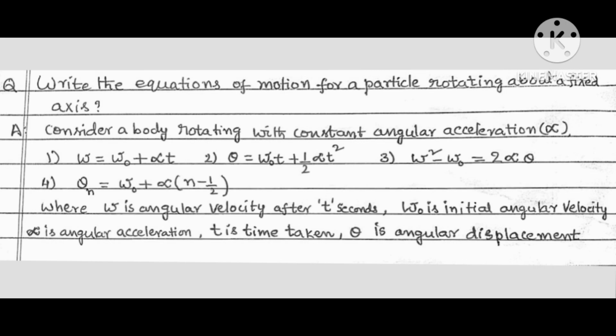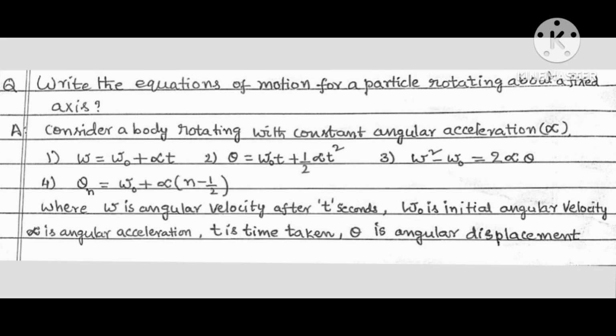The next question we are going to discuss is: write the equations of motion for a particle rotating about a fixed axis. Consider a body rotating with constant angular acceleration alpha. The equations of motion for the rotating body are: 1. Omega equal to omega naught plus alpha t.